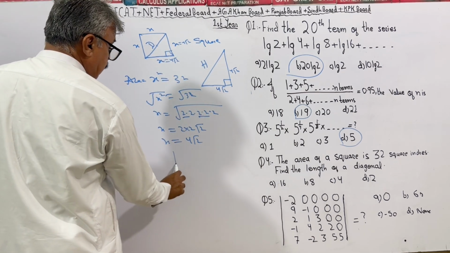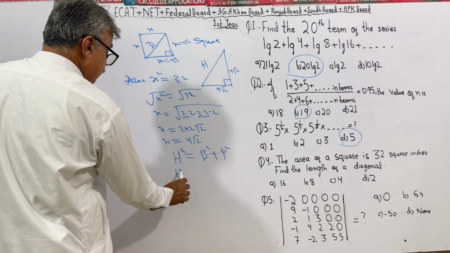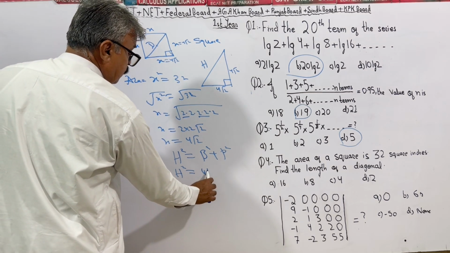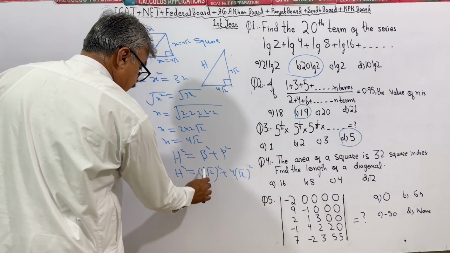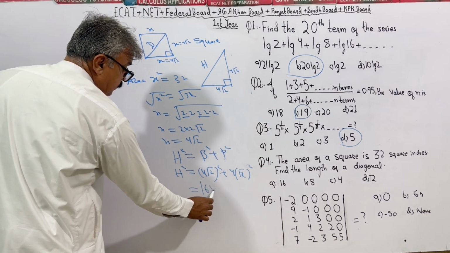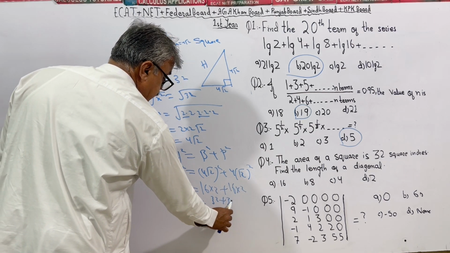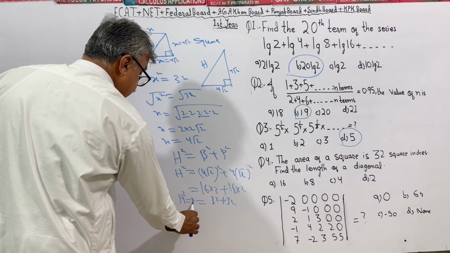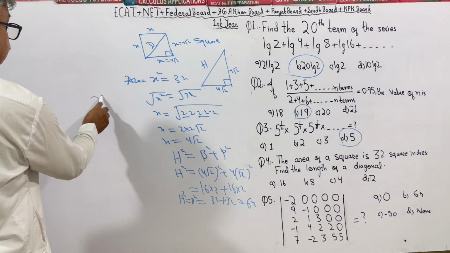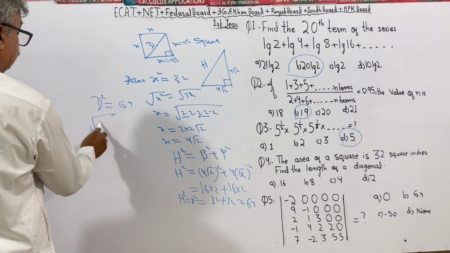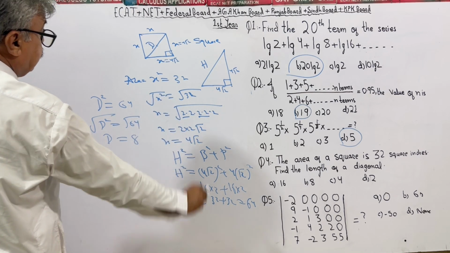Applying Pythagoras theorem, we have h square is equal to b square plus p square. H square means diagonal square, 4 root 2 square plus 4 root 2 square. Square of 4 is 16, square of root 2 is only 2, so it will become 32 plus 32. So hypotenuse or d square is equal to 64. We are asked to find diagonal. Diagonal square is equal to 64, taking root, diagonal is equal to 8.